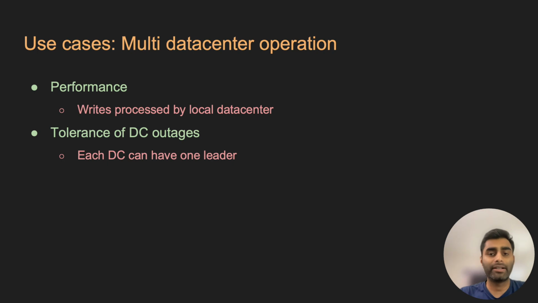Also, in a single leader configuration, if the data center with the leader node fails, then the failover process can promote a follower in another data center to be a leader. In a multi-leader configuration, each data center can continue to operate independently, and replication will catch up when the failed data center comes back online.